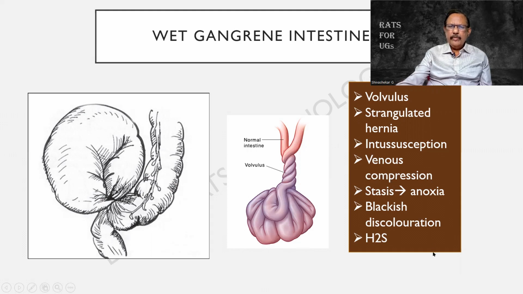Now, what are the examples for this? It can be a volvulus of the intestine as shown, a strangulated hernia, same theme. So, it is almost like strangulating a person in the neck. Intussusception, there will be a picture for it. Venous compression, stasis. In all this, there is a blackish discoloration because of the hemosiderin pigmentation. And the hydrogen sulfide produces a foul odor.